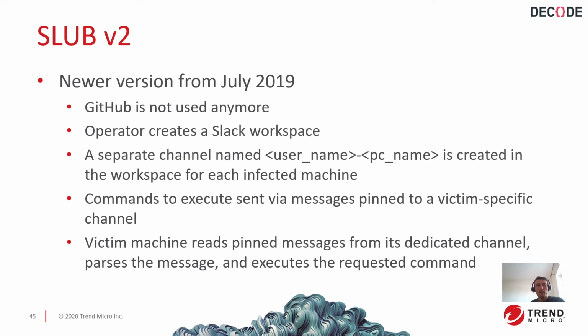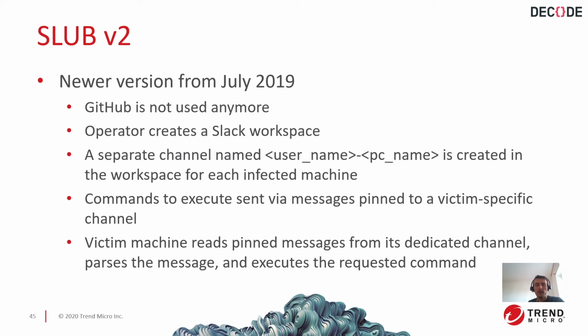So this was version 1, but version 1 had some disadvantages, and the biggest disadvantage was that the Gist GitHub file was shared between different victims. So the list of commands was executed by all the victims, which is not a very practical solution. So in version 2, GitHub was not used anymore. Instead, they relied only on Slack.